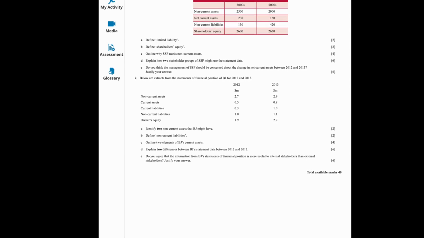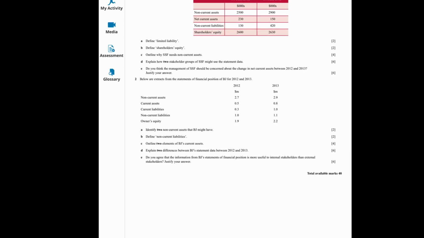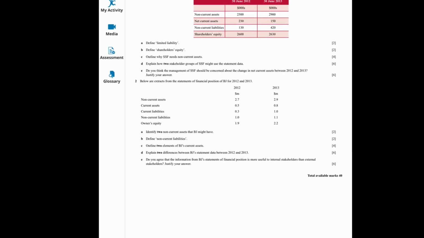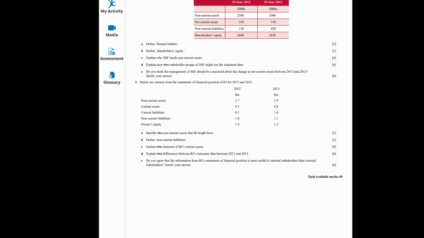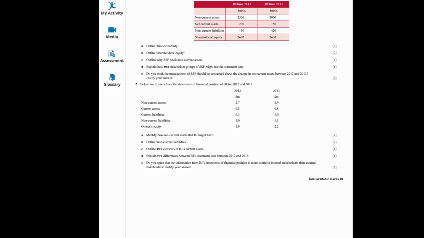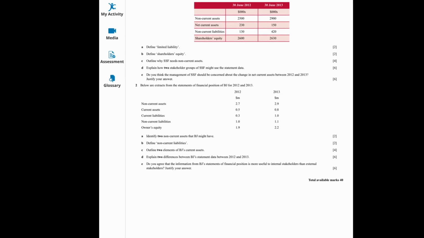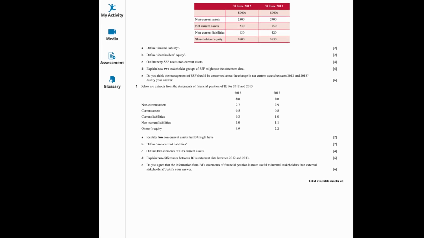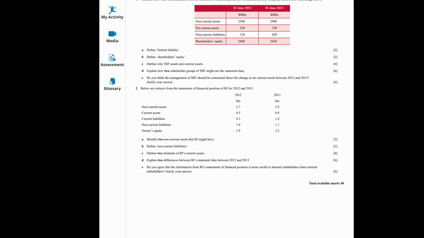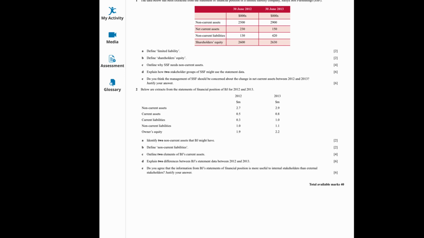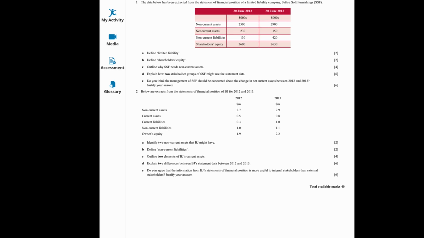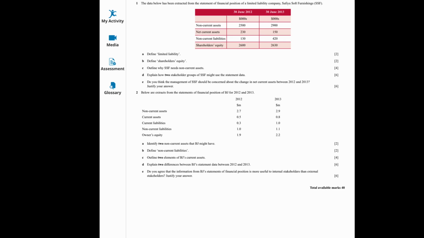1E. Do you think the management of SSF should be concerned about the change in net current assets between 2012 and 2013? This is also a 6 mark question. Justify your answer. You can say net current assets are SSF's working capital. The value of working capital decreased by 35%, which means more cash left the business than came in. If the trend continues, SSF might have a cash shortage and might not be able to pay debts, and might have to use an overdraft. That can be expensive because the interest rate is higher and they have to pay within 1 year. However, net current assets are positive, so it is not currently a problem. That would be your answer, 6 marks.